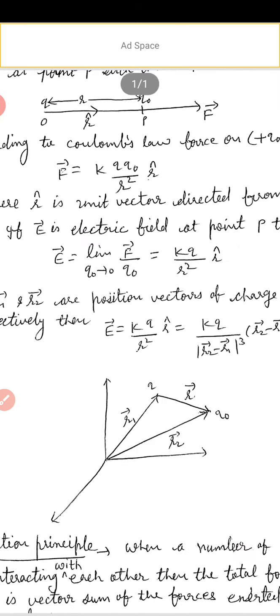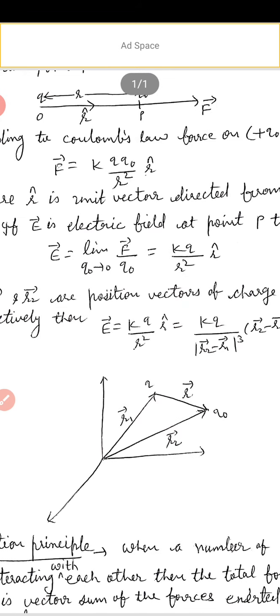This is the diagram which represents that position vector of the charge Q is R1, position vector of the test charge Q naught is R2, and the distance between Q and Q naught is equal to R.